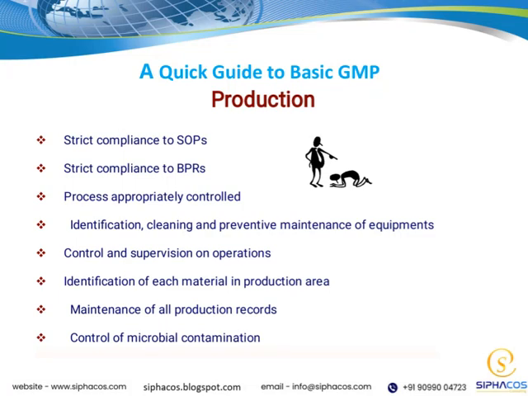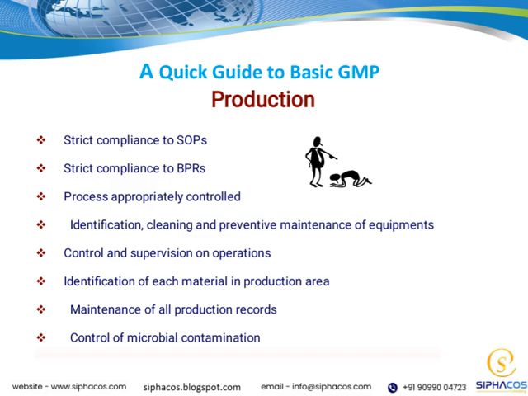Let's take a quick look at a basic guide to good manufacturing practices, or GMP. This is really the foundation for ensuring quality and safety in our production processes. First, GMP emphasizes the importance of a clean and hygienic environment. Maintaining cleanliness helps prevent contamination and ensures that products meet quality standards.